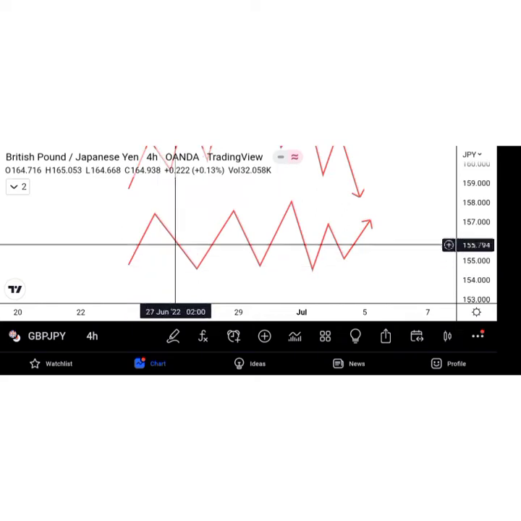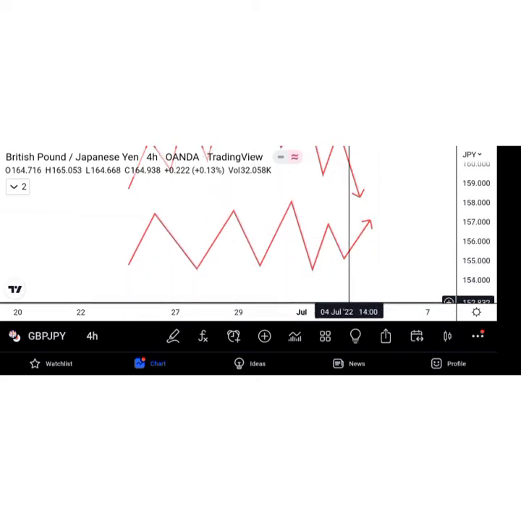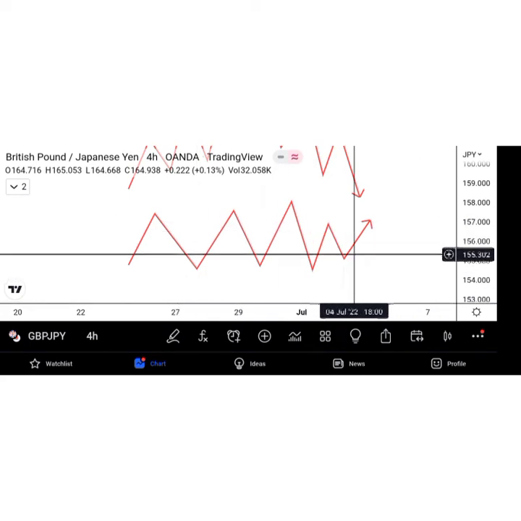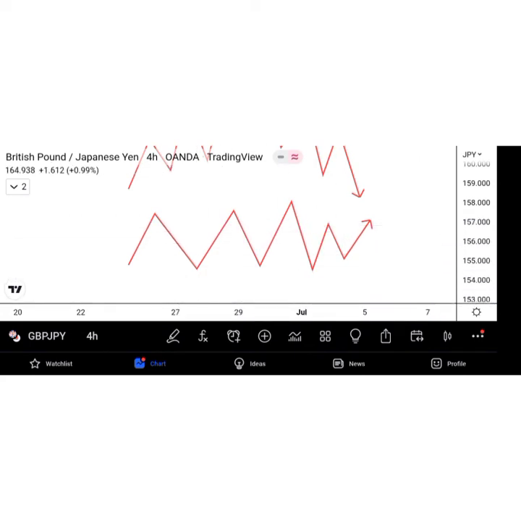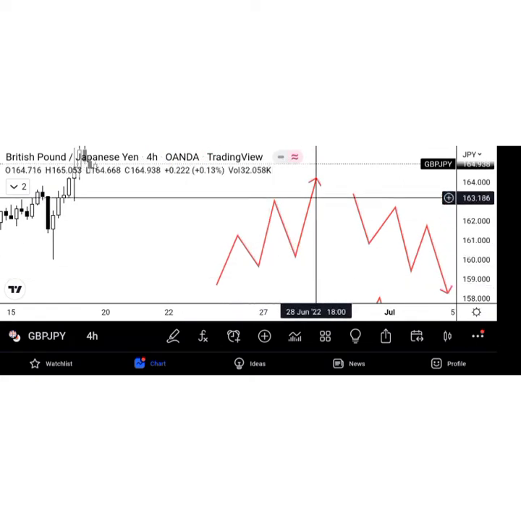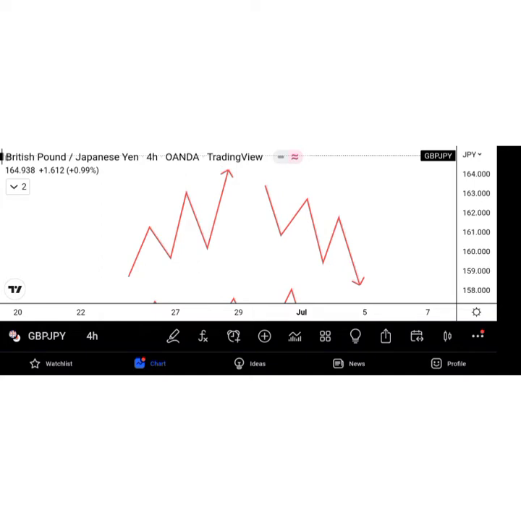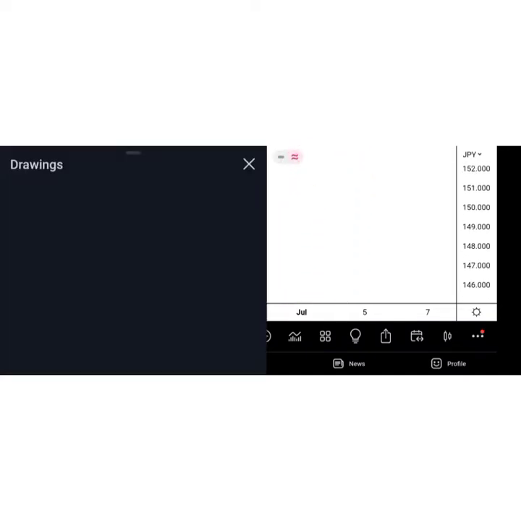You can see we are in this particular range. We are not going down, creating a lower low, lower high, lower low, or a higher high, higher low, higher high. This is what we call the ranging market. This is what we call the bullish market. This is what we call the bearish market. Okay, let me explain what we call the complex pullback.